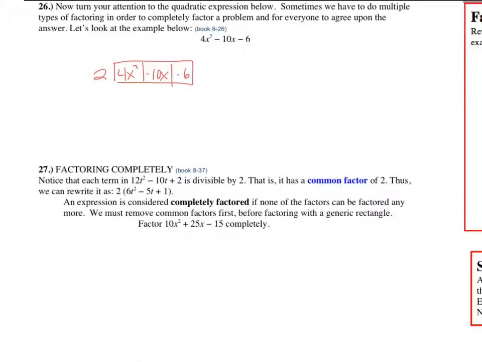2 times what gets us 4x squared? It's 2x squared. 2 times what is negative 10x? It's negative 5x. 2 times what is negative 6? It's negative 3. So so far we factored this into 2 times 2x squared minus 5x minus 3. And now we can focus on factoring this. I'm going to do the diamond in a box on this part of it. The 2 is just going to hang out there. So I can say equals 2 times some binomials that I have to find.